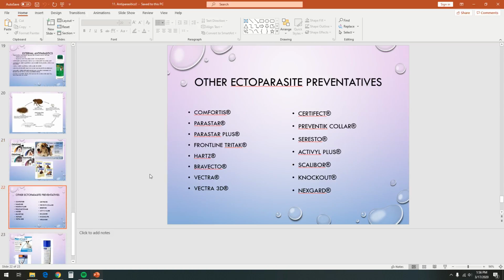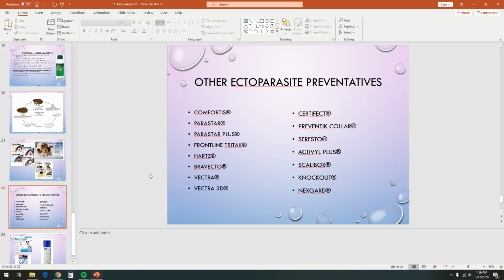Some other ectoparasite preventatives that we're seeing on the market. It's changing on a monthly basis. There's all this new stuff, and stuff is getting taken off because they're like, oh, this isn't effective anymore. Comfortis, Parastar, Parastar Plus, Frontline Tritak, Heartgard, Bravecto, Vectra, Vectra 3D, Certifect, Preventic collars. Seresto collars are really cool. They're supposed to last like I think 3 months, and they don't have the residue on there like old flea collars used to. Advantage Plus, Excalibur.